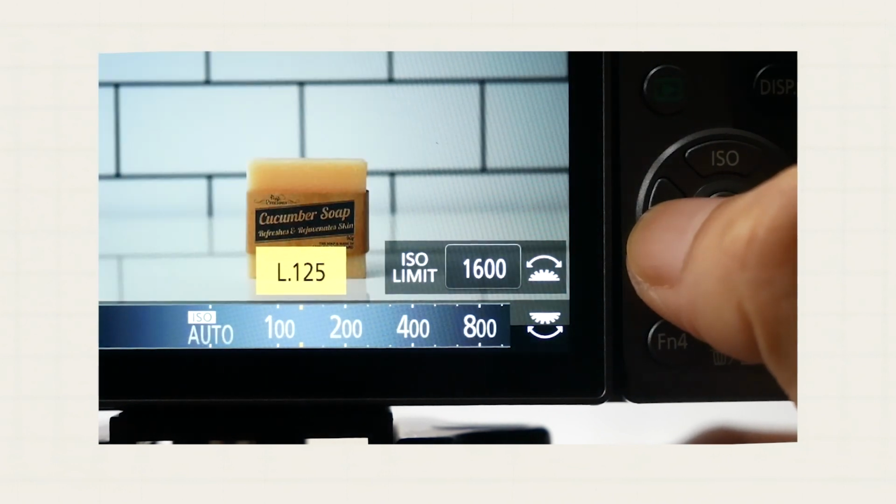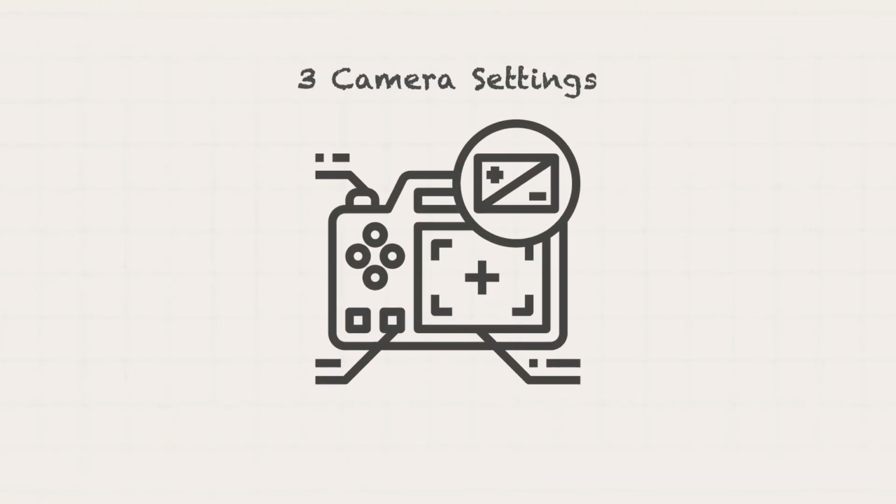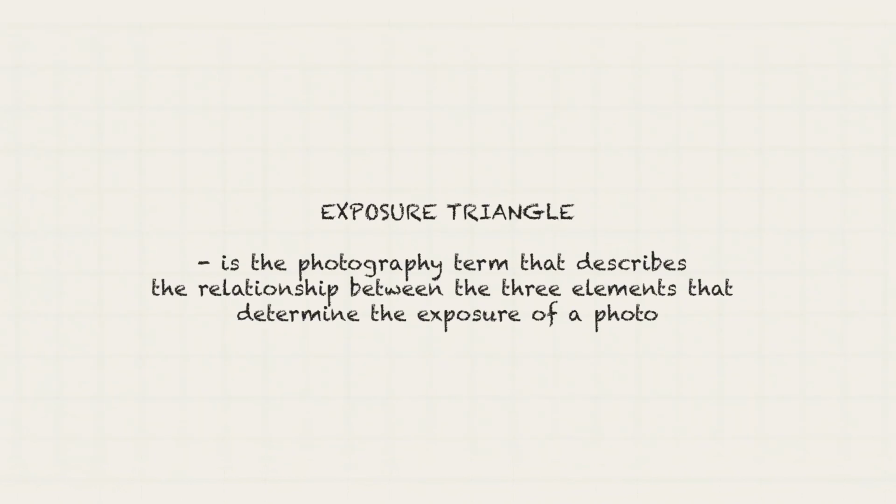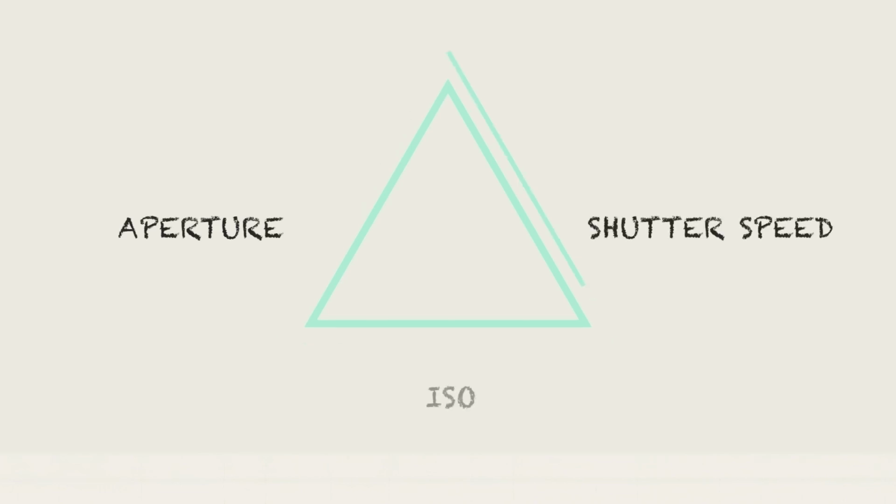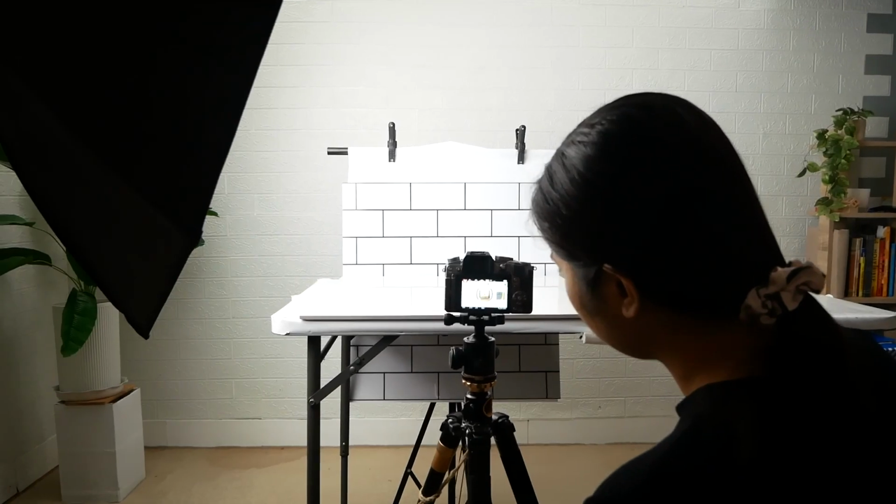You control this using the combination of three camera settings: aperture, shutter speed, and ISO. You might have heard of the exposure triangle. Exposure triangle is the photography term that describes the relationship between the three elements that determine the exposure of a photo: aperture, shutter speed, and ISO. The way these three factors are balanced determines the final appearance of a shot and the feelings it evokes.